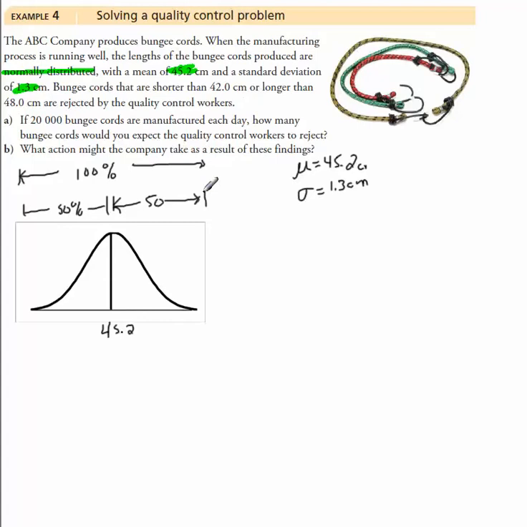Now, anything that's too short has to go, anything too long has to go. So we need to figure out where those are placed here on our bell-shaped curve. So we need to do two z-scores. One z-score for shorter than 42 and another for longer than 48. So z equals 42 subtract 45.2. So it's your score, subtract the mean, divide by your standard deviation.